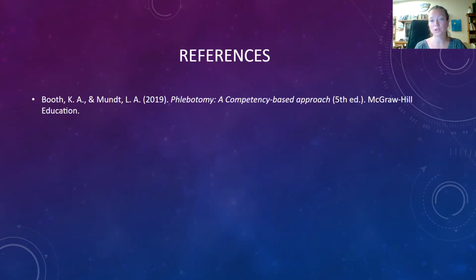C. diff, for example, especially in the older population, can be life-threatening because of the amount of diarrhea and dehydration that these individuals can deal with when they get C. diff. Let me see what else here.